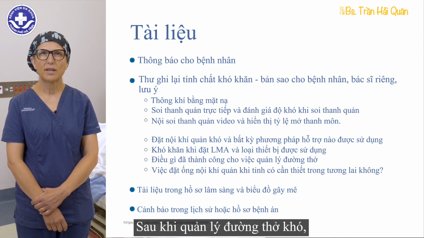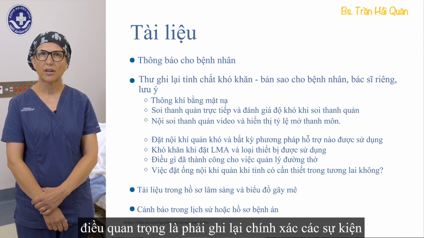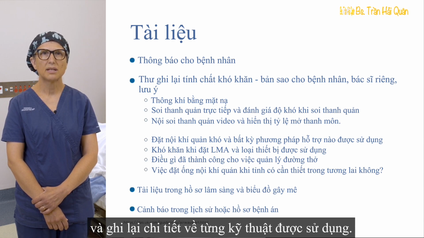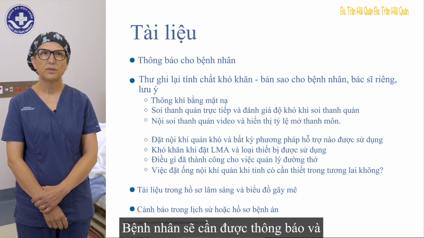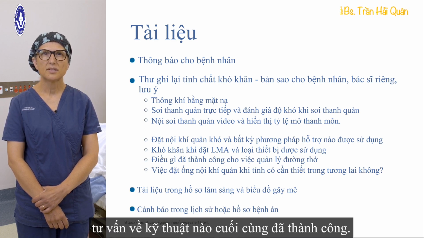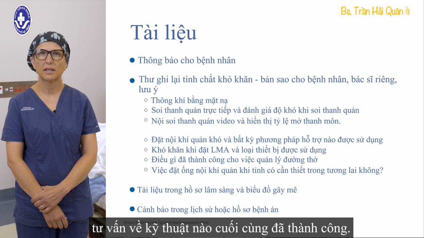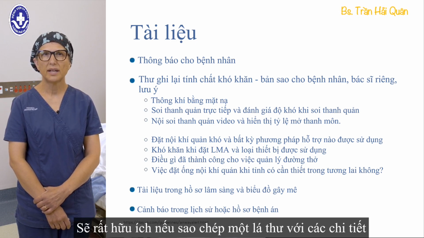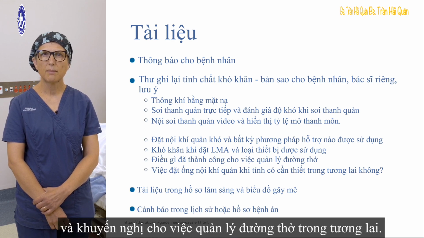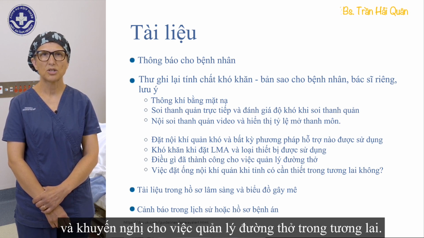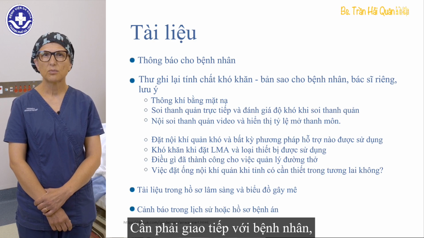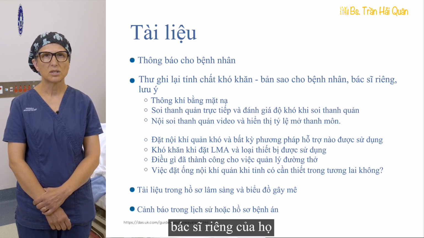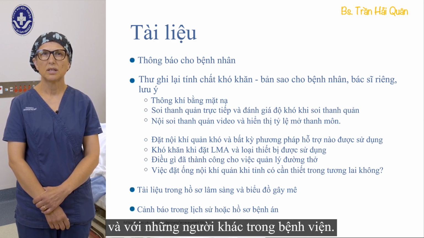After difficult airway management, it is important to accurately record the events and document details about each technique used. The patient will need to be informed and advised about what technique was ultimately successful. It is useful to make copies of a letter with details and recommendations for future airway management. Communication with the patient, their own doctor, and with others in the hospital is required.